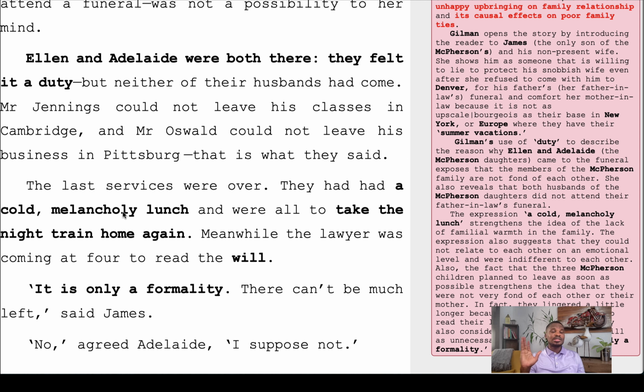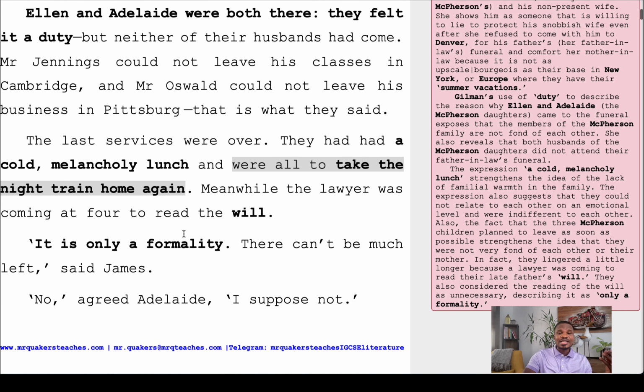So we are told that they had a cold, melancholy lunch, and then they planned. Look at it. It says, "and were all to take the night train home again." So that's the plan. The plan was that night they were going to leave. So they were not even going to hang out with their mother for long. Now, the next thing we are going to see is the exchange between them.